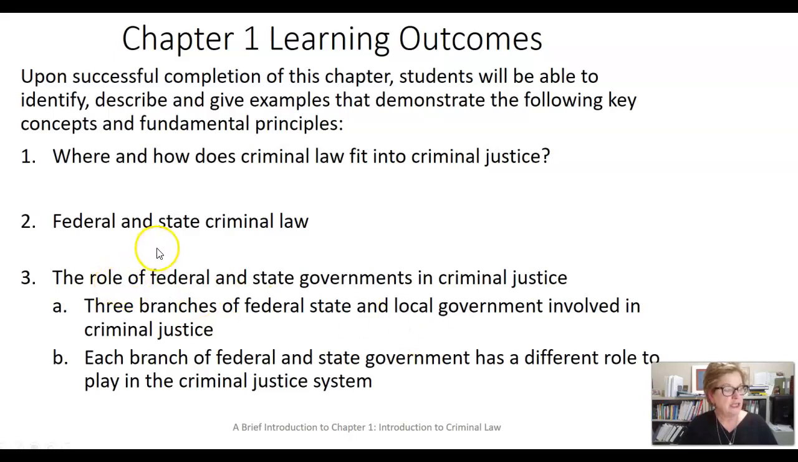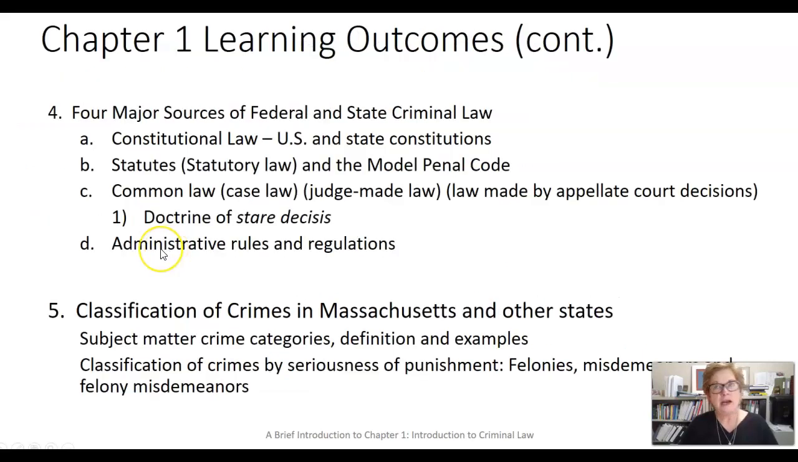We'll talk, as I just did, in greater detail about how the legislative, executive, and judicial branches perform their roles, how they're interrelated, how one relies on the other. We will then turn to the subject of the four major sources of criminal law.